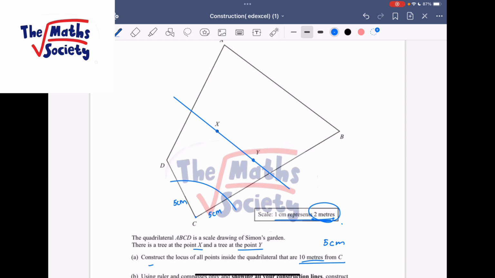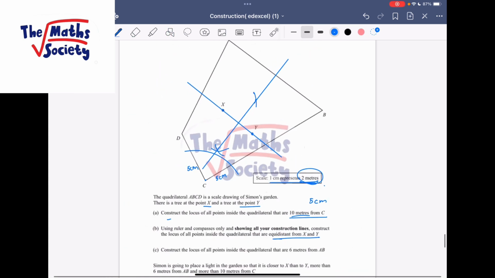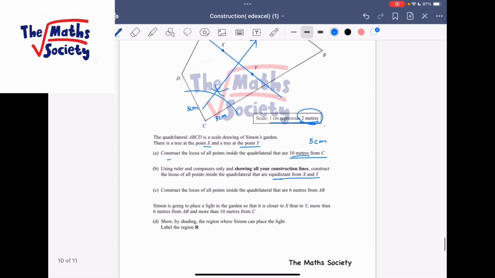Put the compass on here. You've got to get the equidistant one side here and one side there, and what you will get is, okay, this might not be accurate, it's just going to be here and here, and that's what you get, the equidistance from X and Y.